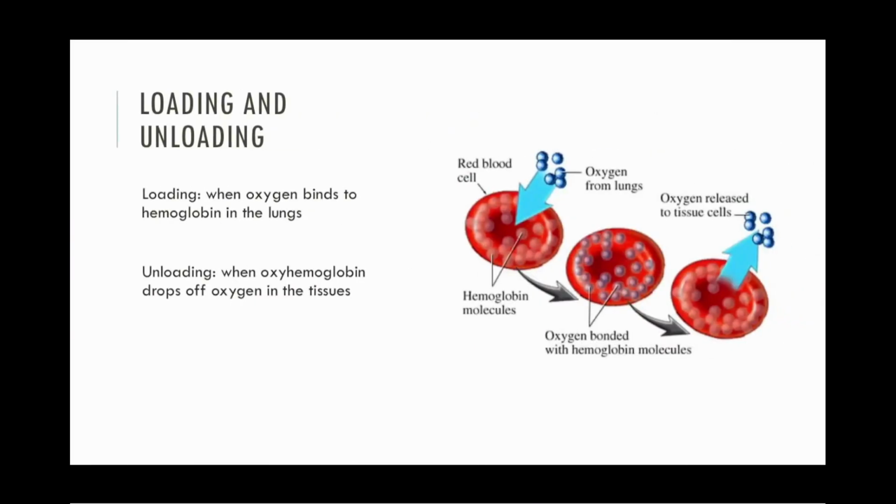So, loading and unloading of oxygen. So we load oxygen in the lungs, where it binds to hemoglobin. We unload it at the tissues. So we want to bind the hemoglobin in the lungs. We want to offload it in the tissues. If you can't do that, your tissues won't get oxygen.